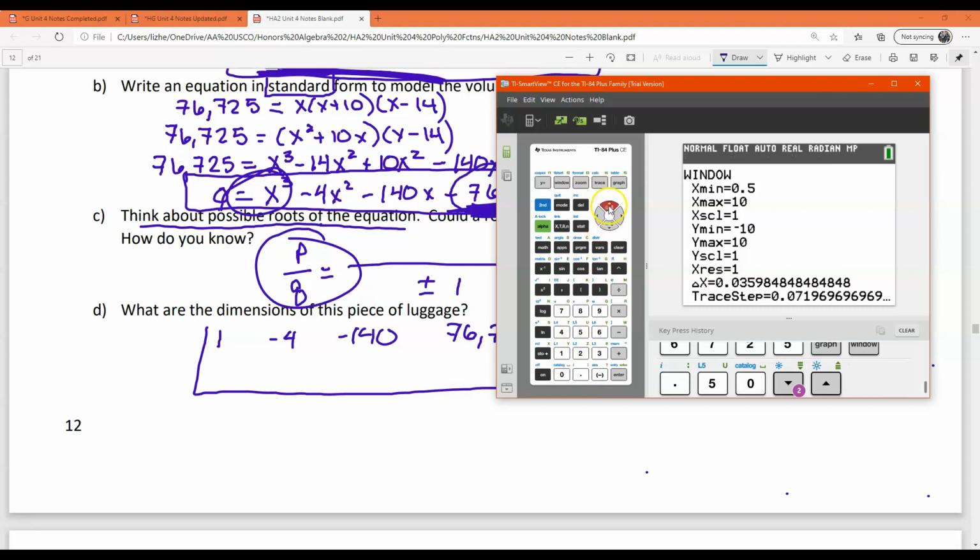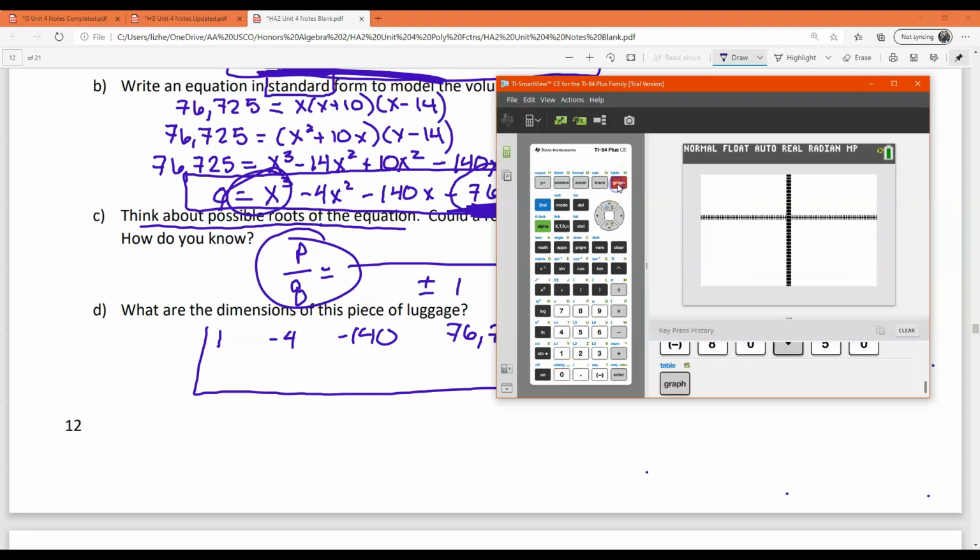X min is negative 50. X max is positive 50. Y minimum is, I had negative 80, and y max is 50. What I'm looking for here is a 0, right? So now I graph it. Oh, look at there. I saw a 0 way over there.